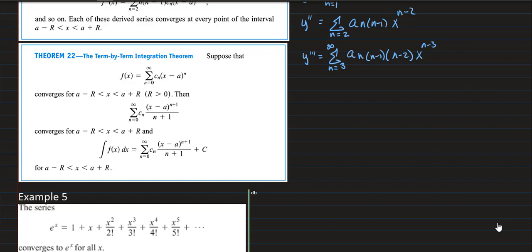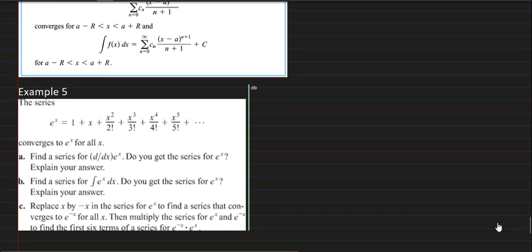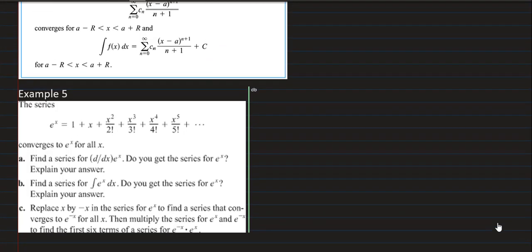Now when we integrate, we're going to integrate a term at a time. And it's going to be similar to what we just did with the derivative. Let's just look at example 5. It says the series e to the x equals this. I'm telling you that's what it's equal to. This converges to e to the x for all x. If I were to write this using sigma notation, what would it look like? Wouldn't this be x to the n divided by n factorial? You need to know that by definition, 0 factorial is equal to 1.